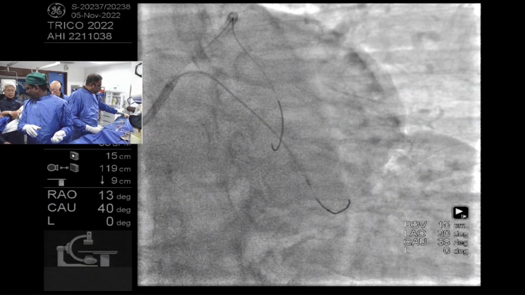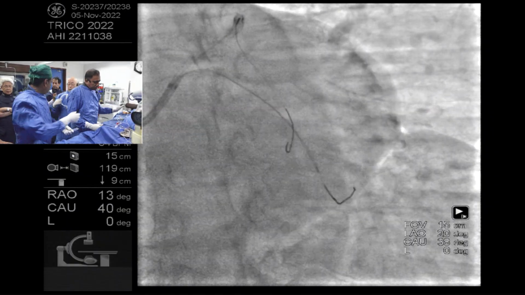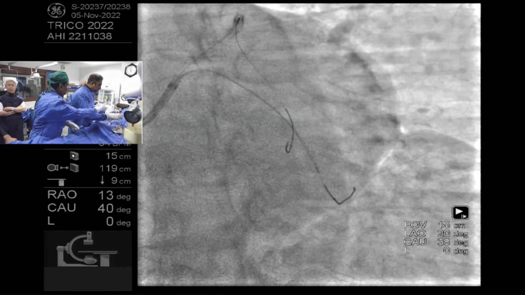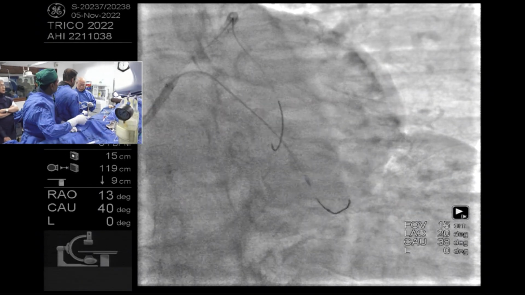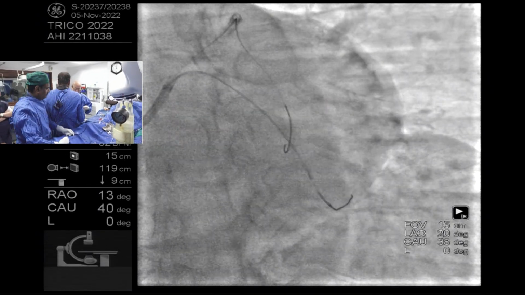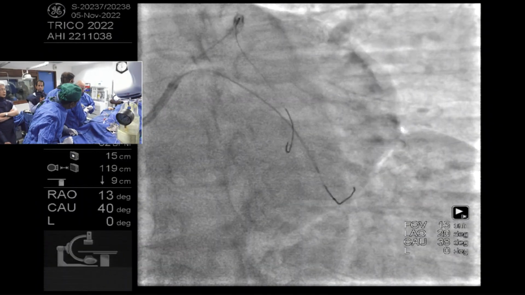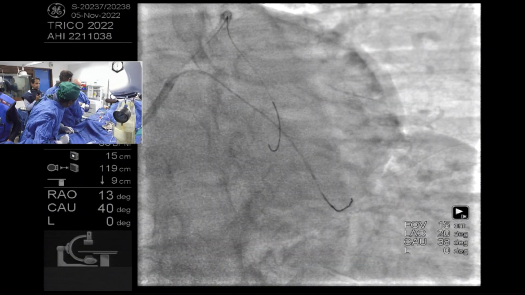And any other hydrophilic wire do you have? Whisper is, I think, the best option because it also has prolapsing property. Whisper. Pilot 50 probably would be good, I think.